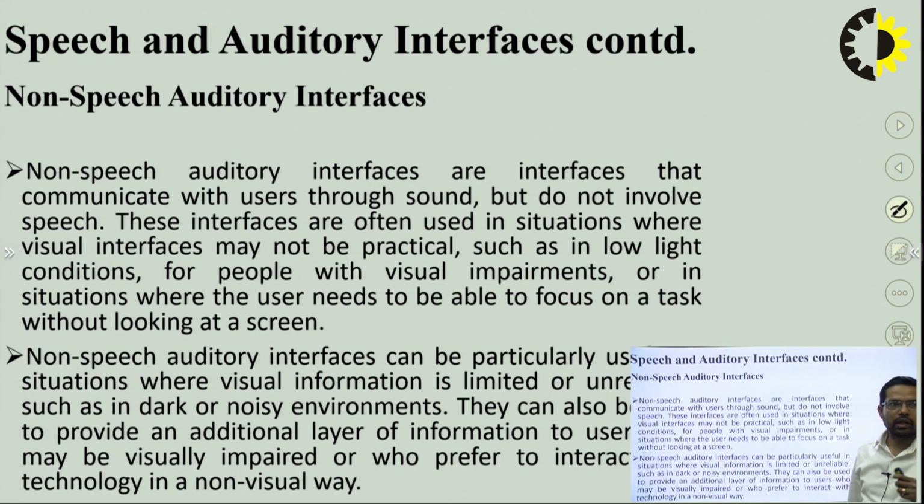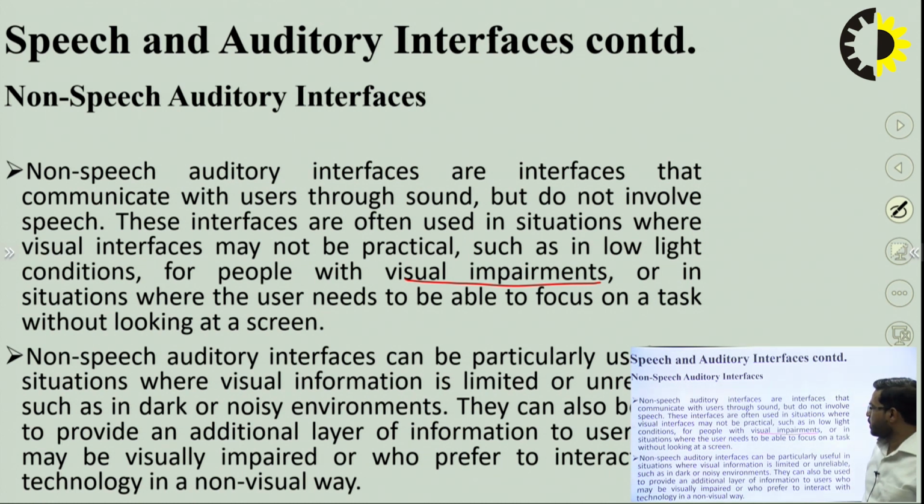So what are non-speech auditory interfaces? Non-speech auditory interfaces are interfaces that communicate with the user through sound, but do not involve speech. Okay, just like a sound alert, a ringtone. Okay, only a ringtone. So these interfaces are often used in situations where a visual interface may not be practical, such as low light conditions, for people with visual impairments, or in situations where the user needs to be able to focus on a task without looking at the screen.